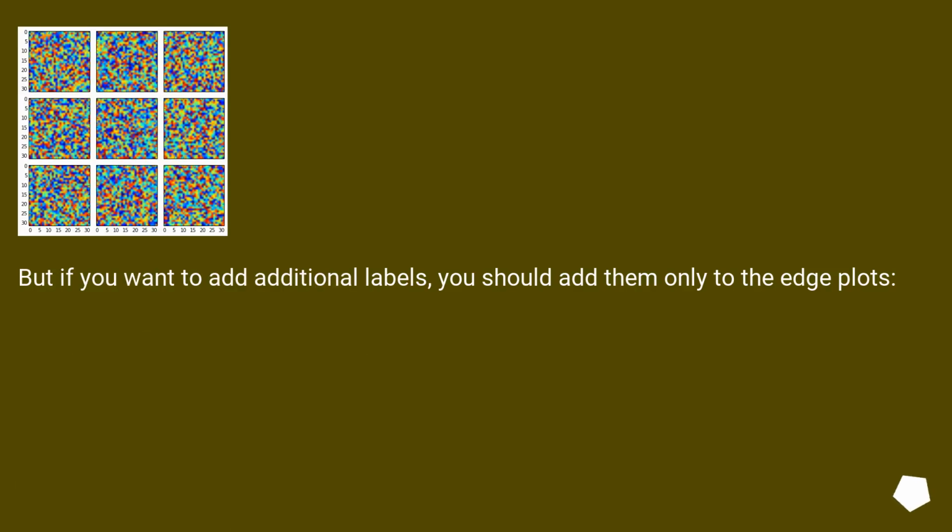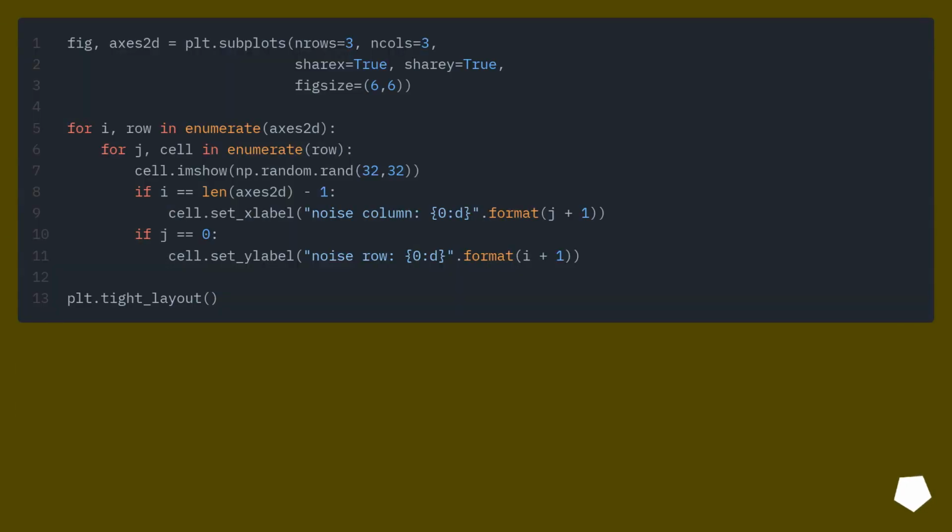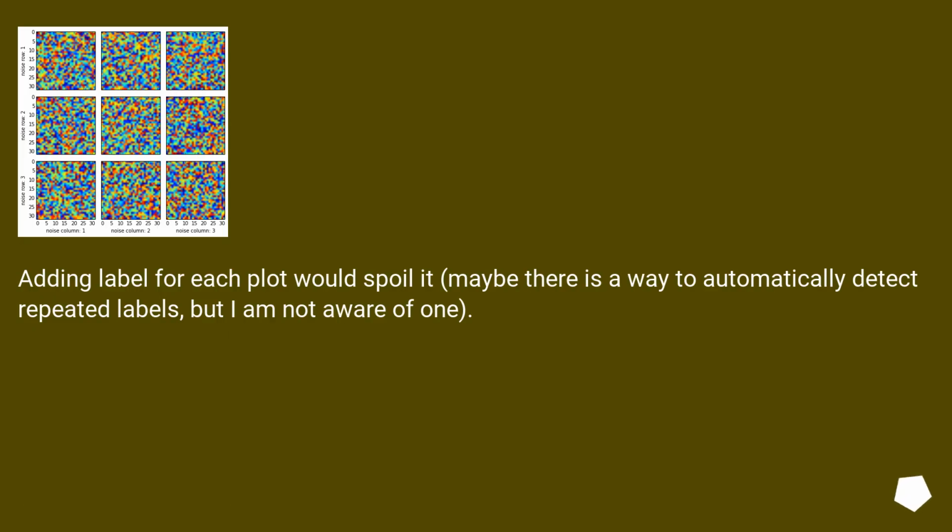But if you want to add additional labels, you should add them only to the edge plots. Adding a label for each plot would spoil it. Maybe there is a way to automatically detect repeated labels, but I am not aware of one.